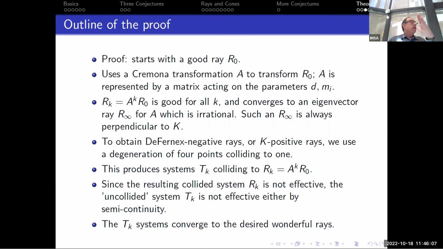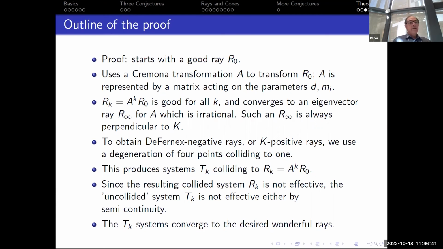When you do this, the ray has a limit, okay? That corresponds to the dominant eigenvalue of this matrix A, that is the Cremona matrix, okay? And it turns out the dominant eigenvalue is irrational. It's the root of a polynomial of degree n+1, so it might be irrational, and it is. And the eigenvector then is irrational, and that eigenvector is the limit of the Cremona.